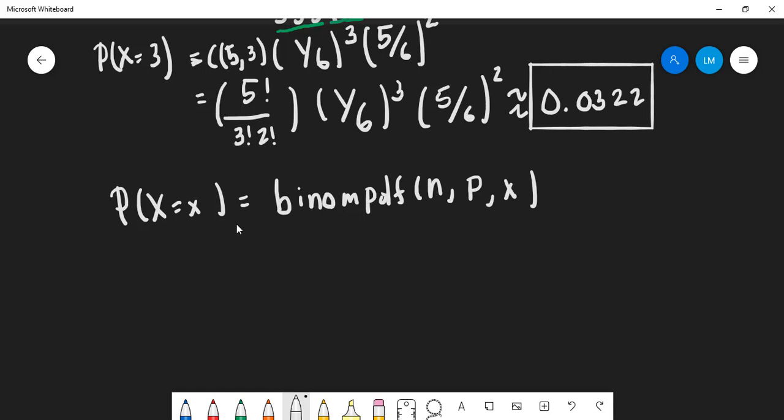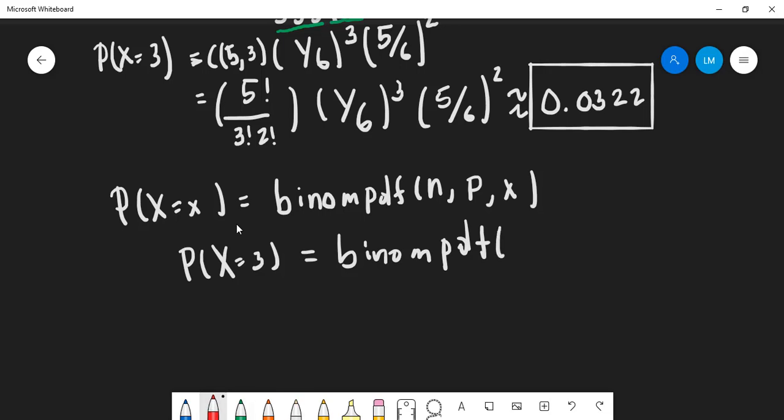So what that means is that the solution to the previous example is the probability that x is equal to 3 is equal to binomial Cdf, and then we're just going to input our different parameters. So it was rolled 5 times, the probability of success was 1/6, and then the successes was 3. So that's just going to be that.